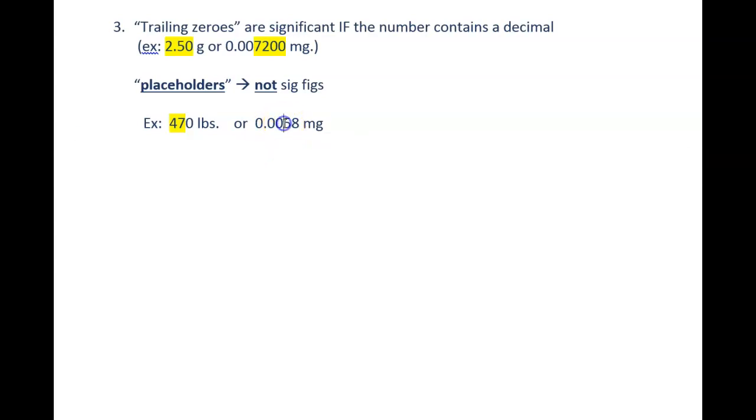Placeholders would also be the ones that come before the first non-zero. So the 5 is the first non-zero in this number. The 5 and the 8 are, of course, significant, but these guys are just placeholders. Now, when we say they're not significant, that doesn't mean that we get rid of them. We can't drop them off. We don't want to turn the number into 0.58. It's still going to be 0.0058. And that's important because those two numbers have very, very different meanings.